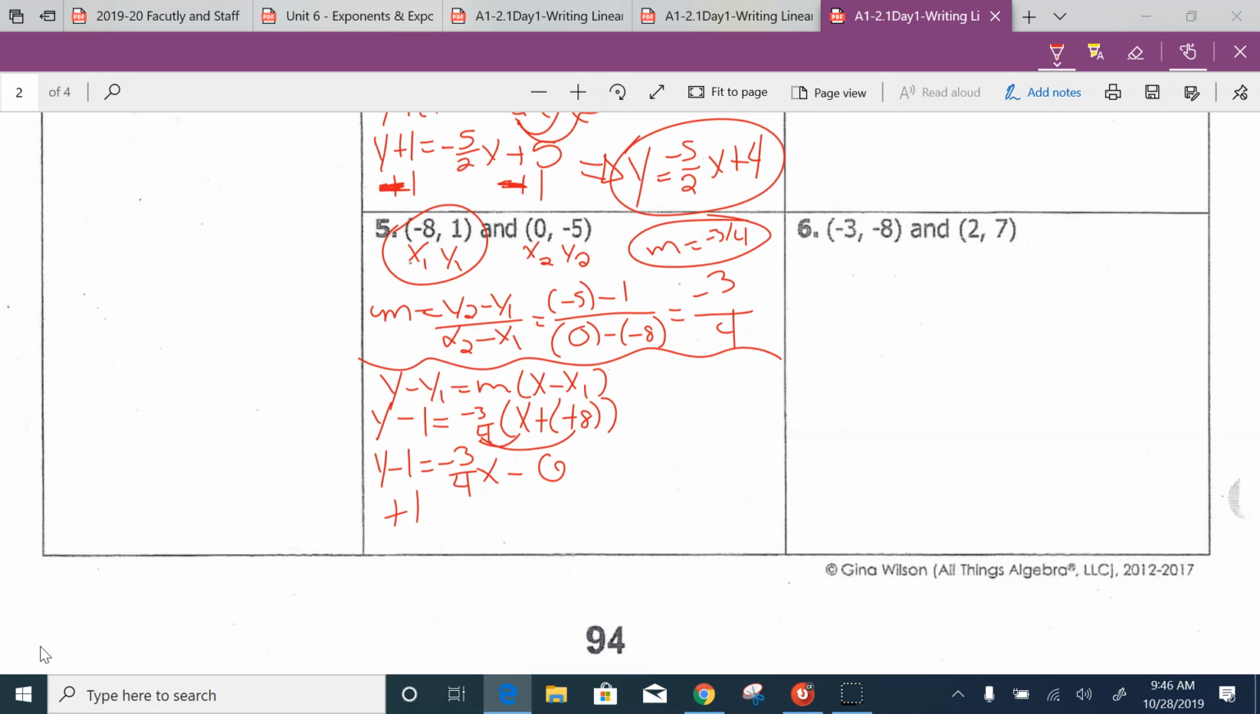I'm going to add 1 to both sides. And I end up with my final answer of y equals negative 3/4 x. Negative 6 plus 1 is a negative 5.